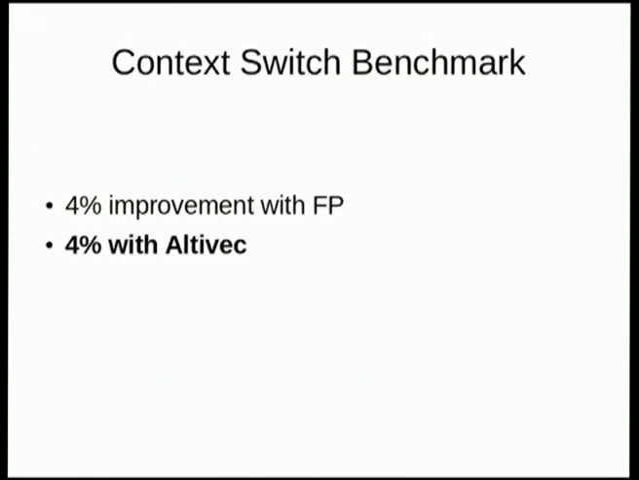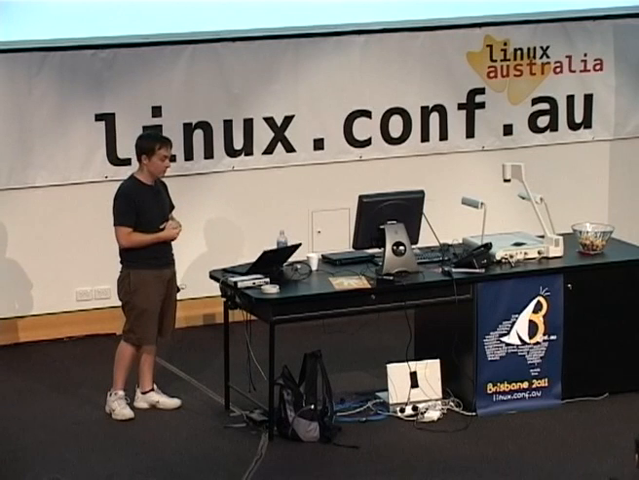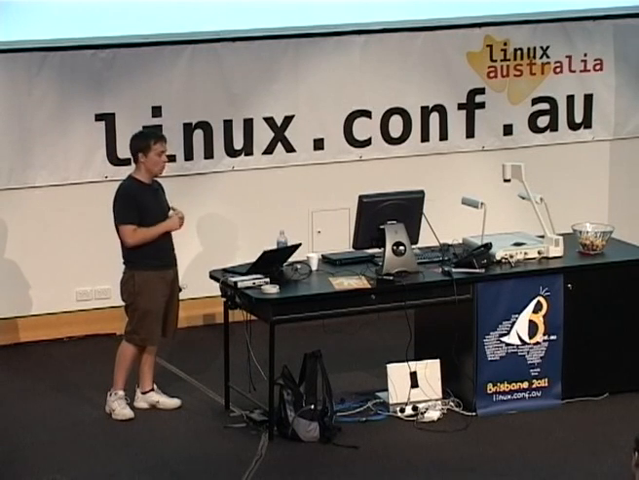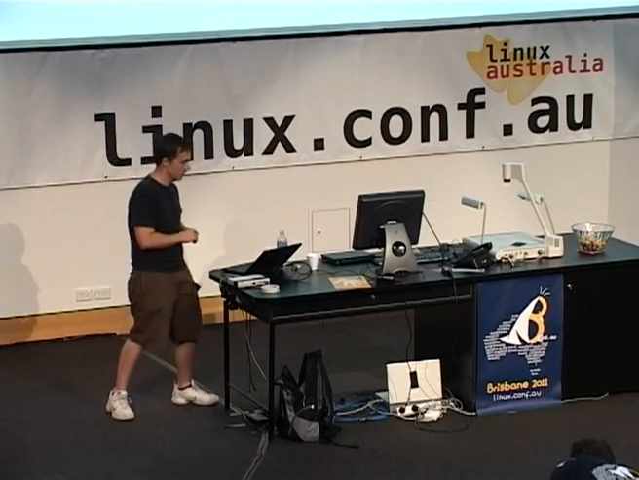With Altivec, we can get another 4%. And with VSX, we can get 8%. It doesn't seem like much, but user space will get this for free. They don't have to do anything. And we're just reducing kernel overhead, which is always a good thing. Well, generally a good thing, sorry.